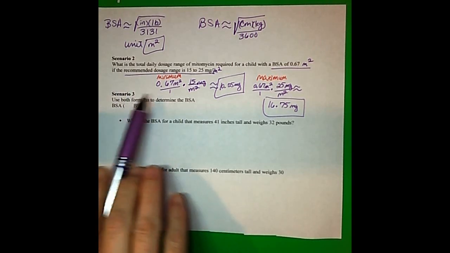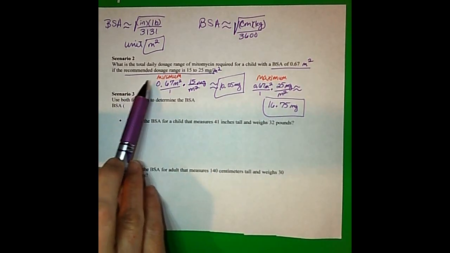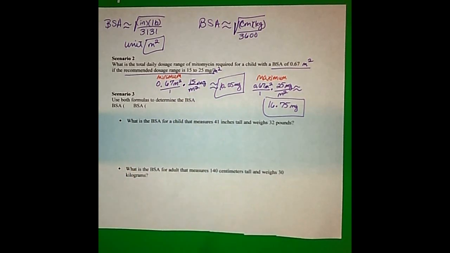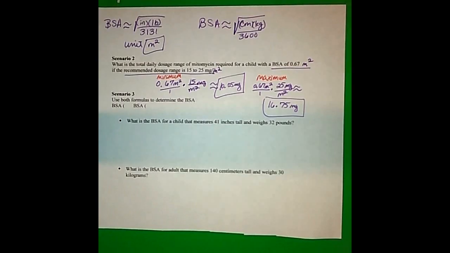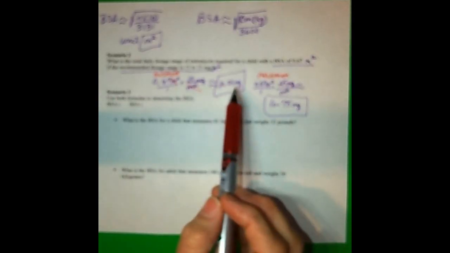Scenario 2 says that we have a body surface area of 0.67 meters squared, and the recommended dosage range is 15 to 25 milligrams per meter squared. So we take the body surface area for that patient and multiply it by the minimum, 15 milligrams per meter squared. If you notice, the meter squared is reduced, so we set it up right, and it leaves me with 10.05 milligrams.